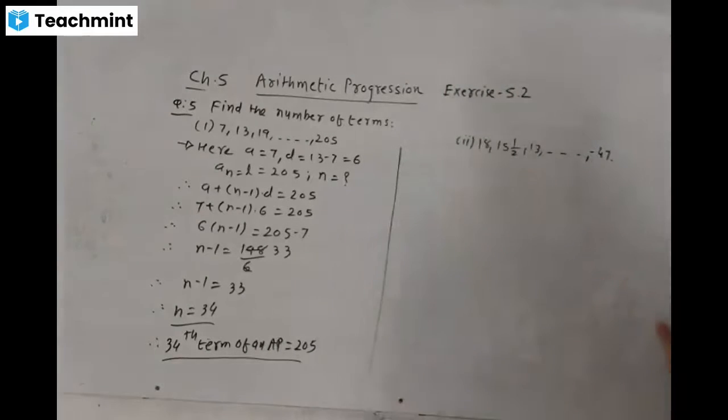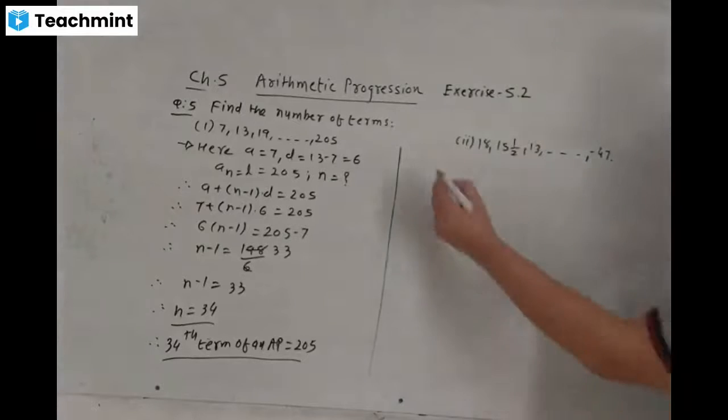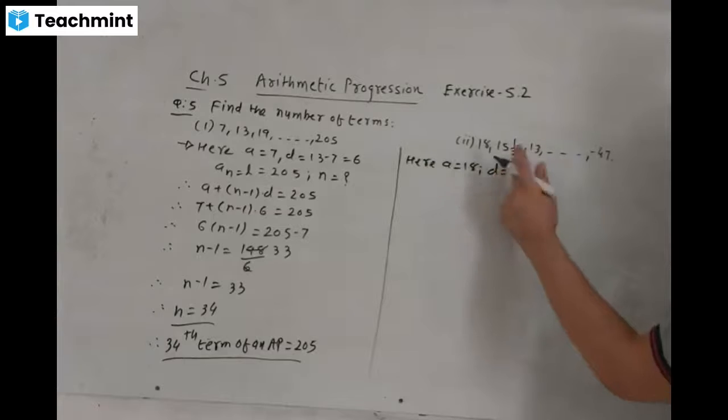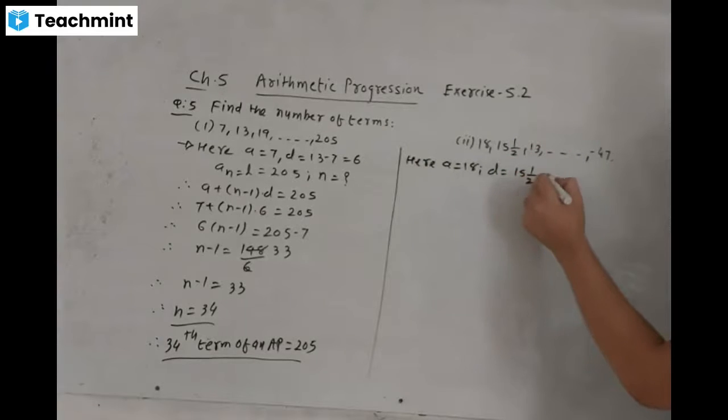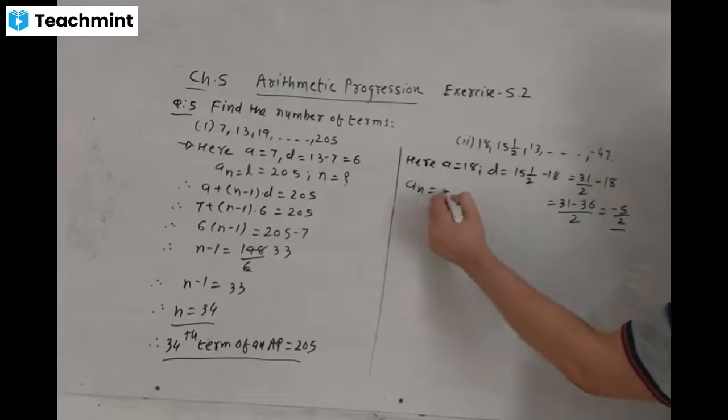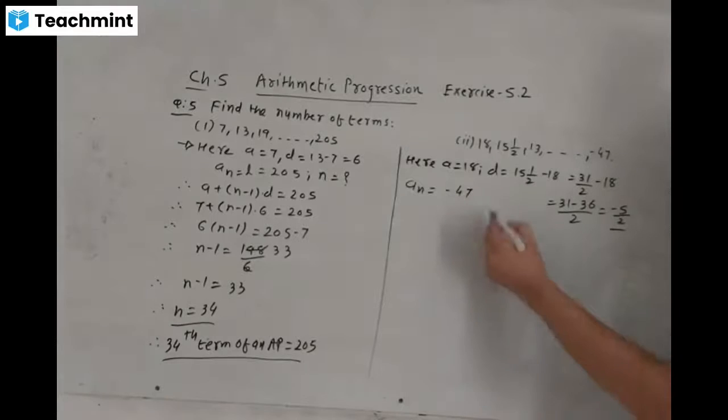Second one, here A is equal to first term. Here A is equal to 18. D is equal to 15 and 1 upon 2 minus 18. That is 30 plus 1, 31 by 2 minus 18. And that is equal to 31 minus 36 by 2. And that is negative 5 by 2. D is equal to negative 5 by 2. What is AN? Last term AN is equal to negative 47. And what to find? N is equal to question mark.